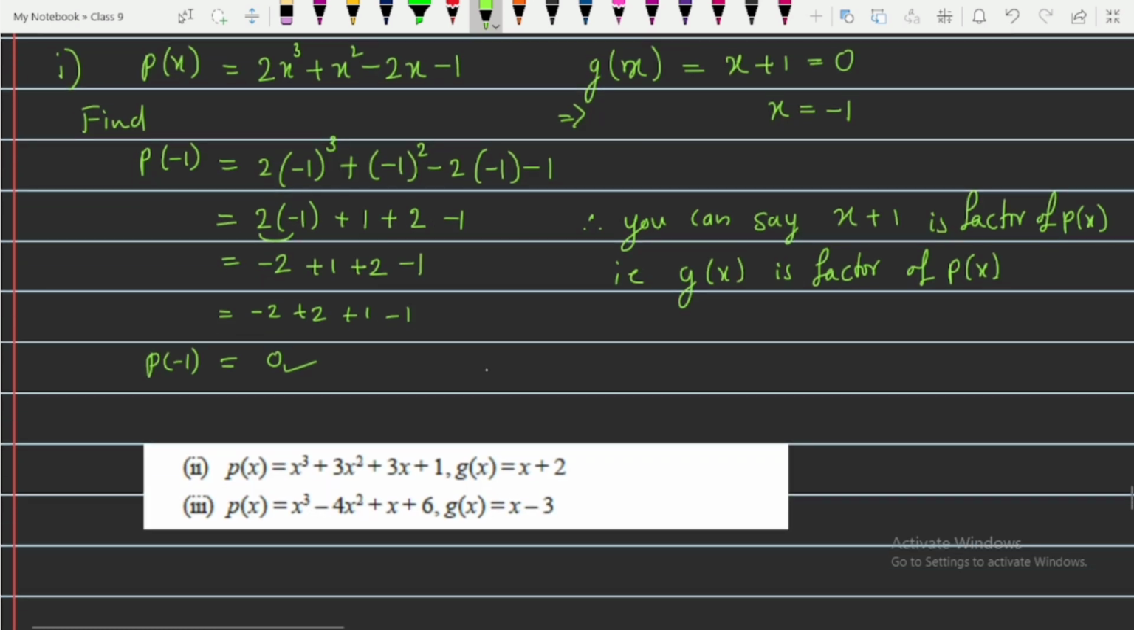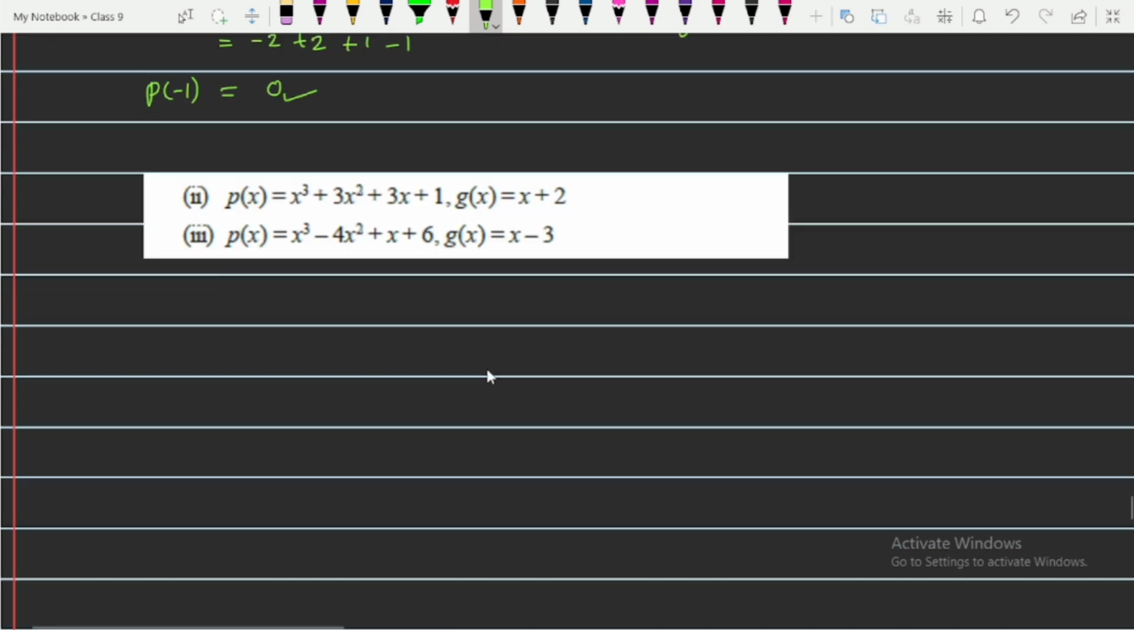In the same way, we are going to take question number 3. I hope you will do question number 2. So now we'll see question number 3. Again we have to check g of x is a factor of p of x. So for this we'll take p of x as x cube minus 4x square plus x plus 6, and g of x is given, that is x minus 3.